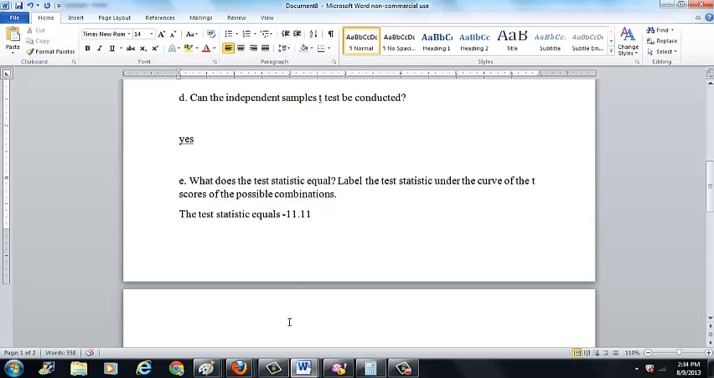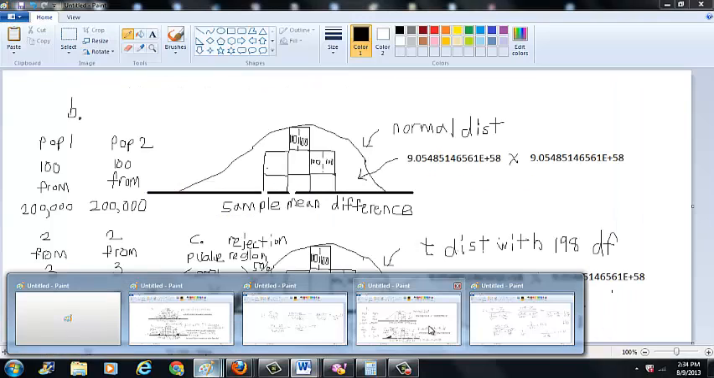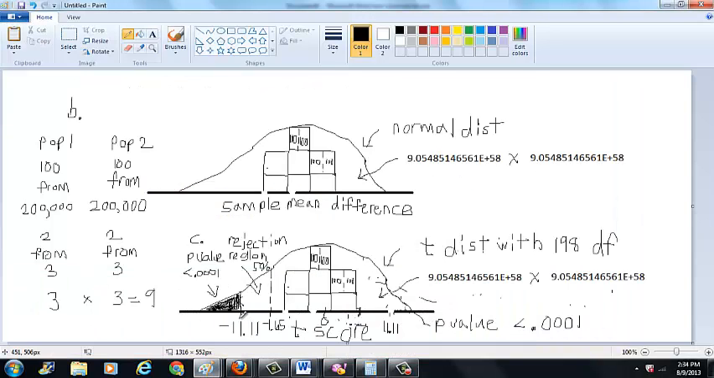We need to label it in that graph that we made for part C, which we have right here. We need to put an X above it to show that that was our outcome.